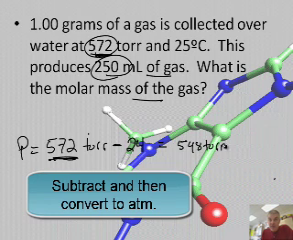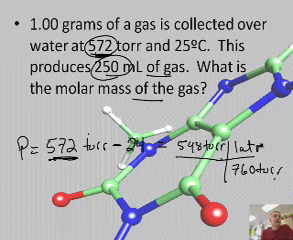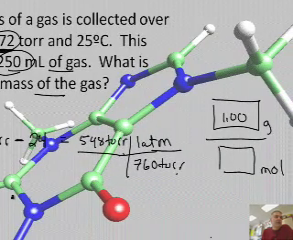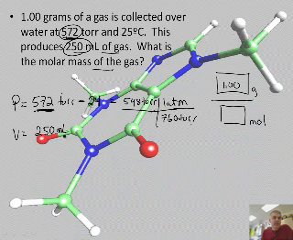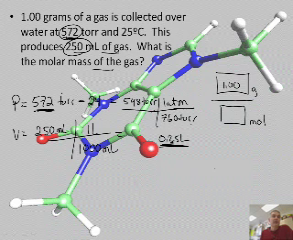548 torr. Now I have to convert that to atm, remember? So there's 760 torr in 1 atm. I'll get my calculator at the end here. And then my volume is 250 milliliters. There's 1,000 milliliters in 1 liter. I don't need a calculator for that. That's 0.25 liters. So that's my volume. And I think that's all I really need to know to find the moles. So let me get my trusty calculator out.